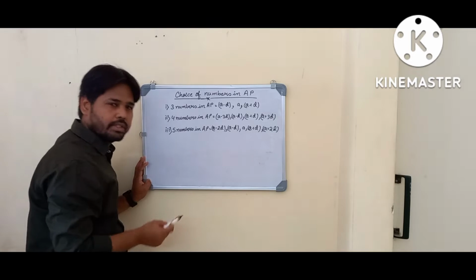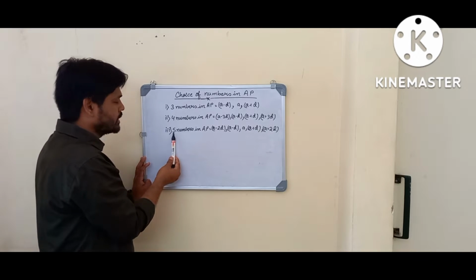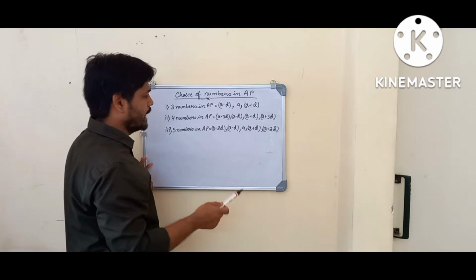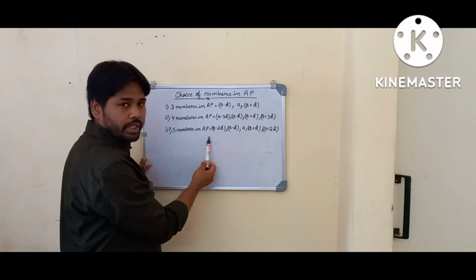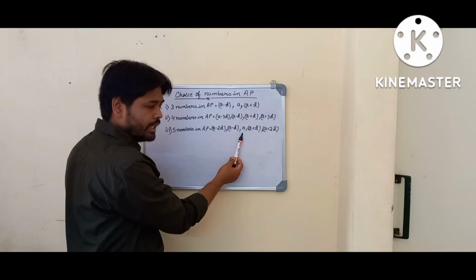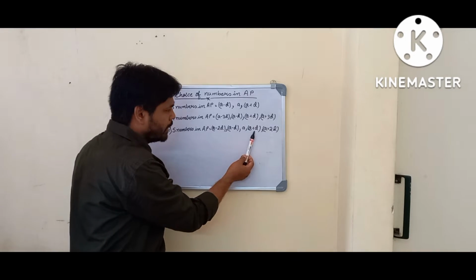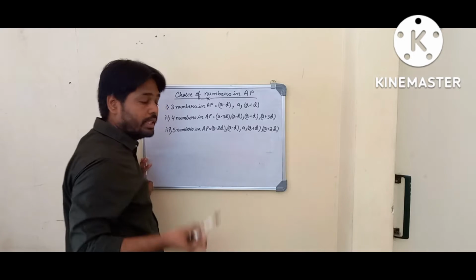Similarly, if that AP consists of five numbers, then the choice can be made as A minus 2D, A minus D, then A as the central term, then A plus D and A plus 2D.